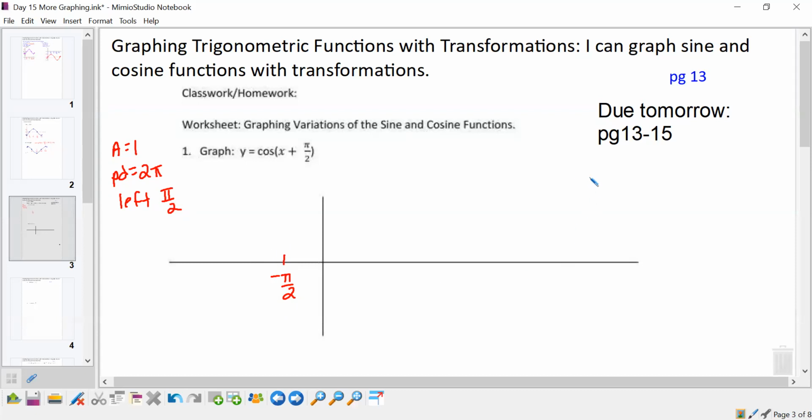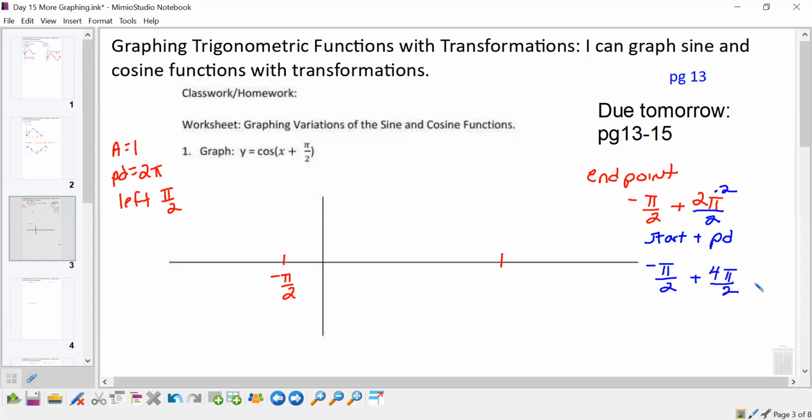So that's the starting point. The end point at the end of the period is going to be the starting point plus the period. Now, to add a fraction and a non-fraction, I need a common denominator. So this is -pi over 2 plus 4 pi over 2, which gets me 3 pi over 2 as an ending point.